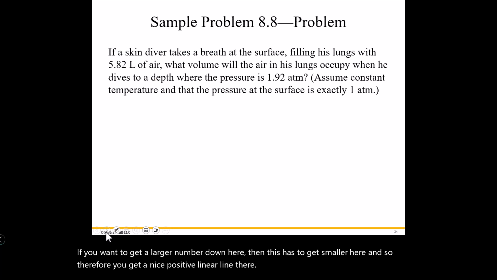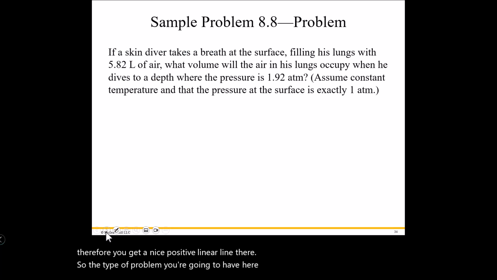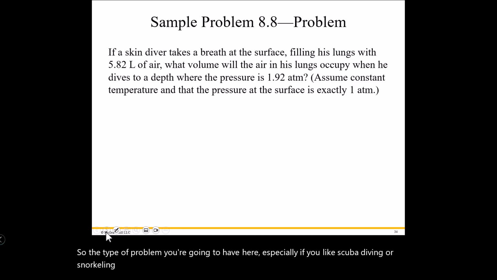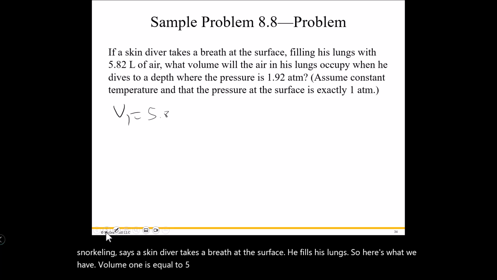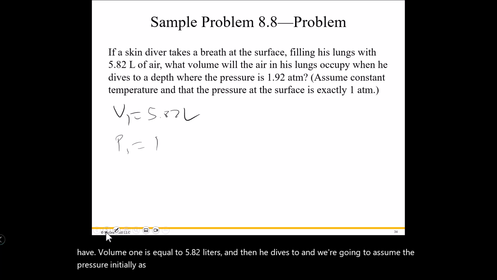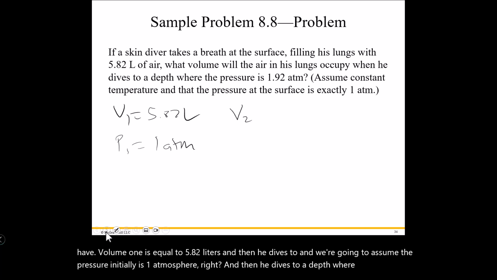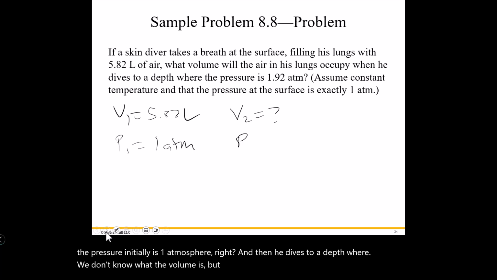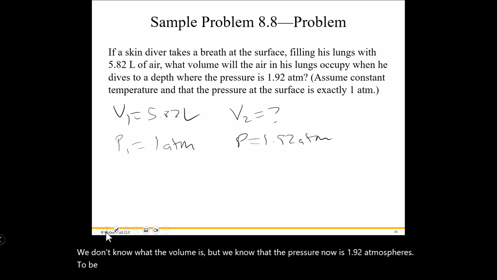All right, so the type of problem you're going to have here, especially if you like scuba diving or snorkeling, says a skin diver takes a breath at the surface. He fills his lungs. So here's what we have. Volume 1 is equal to 5.82 liters. And then he dives to, and we're going to assume the pressure initially is 1 atmosphere, right? And then he dives to a depth where we don't know what the volume is, but we know that the pressure now is 1.92 atmospheres, which would be probably around 30 feet underwater.